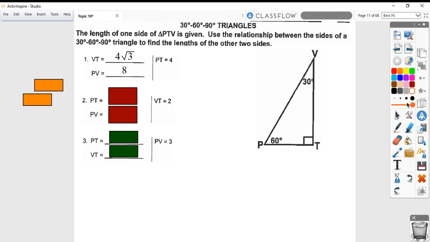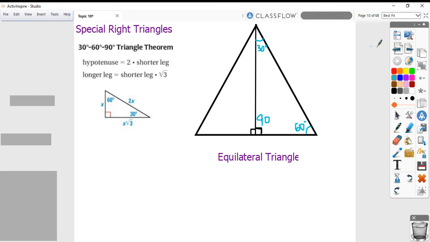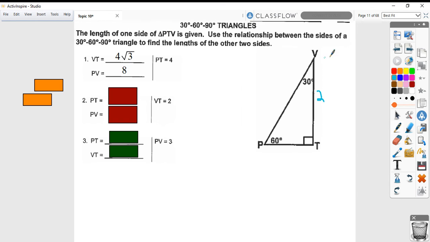Our next problem has VT labeled this time. Well, VT is the longer leg. Now, the only equation we have that has anything to do with the longer leg is that the long leg equals the short leg times square root of 3. Well, if that is the case, we already have the long leg, right? Long leg equals the short leg times square root of 3.